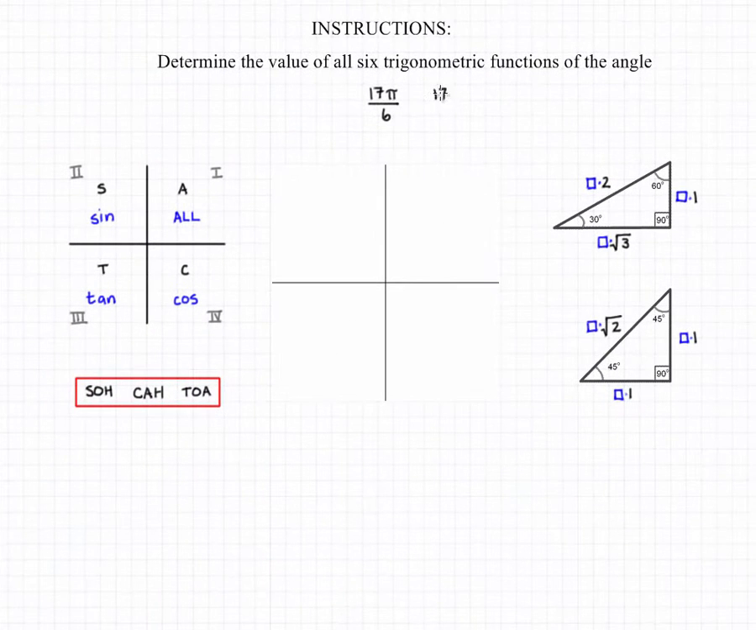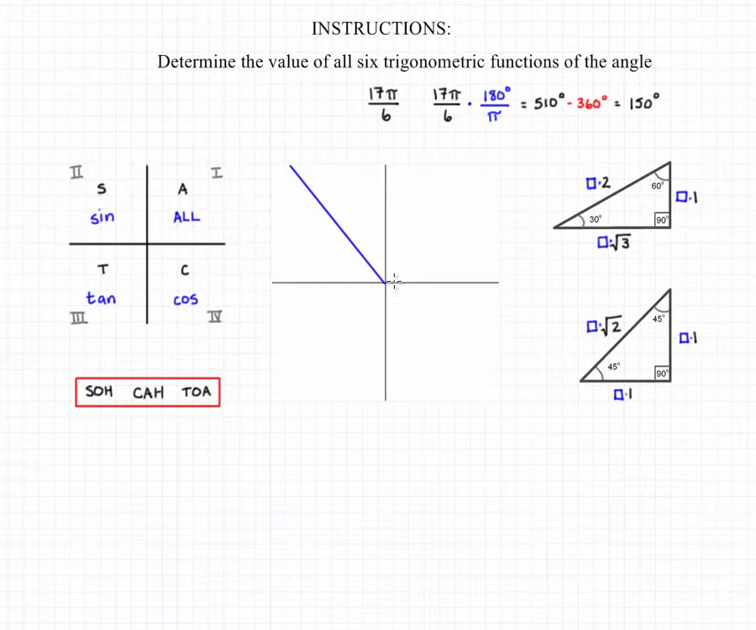The first thing we want to do to determine the 6 trigonometric values for a function at the angle 17π/6 radians is to convert that angle into degrees by multiplying by 180 degrees over π. That's going to give us 510 degrees, and we can't graph 510 degrees on a 360 degree graph, so we can subtract 360 degrees, and we'll end up with an equivalent angle, which is 150 degrees.